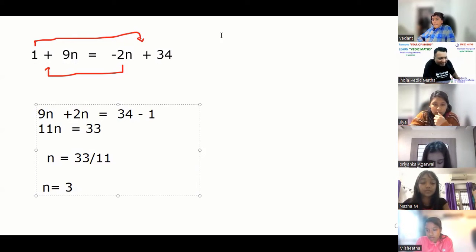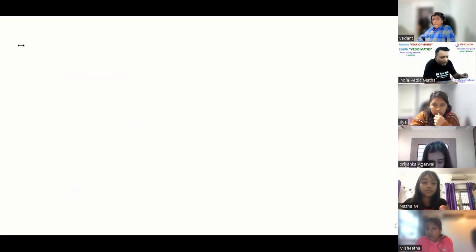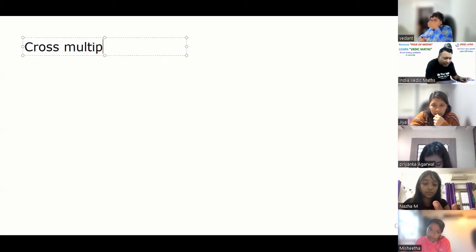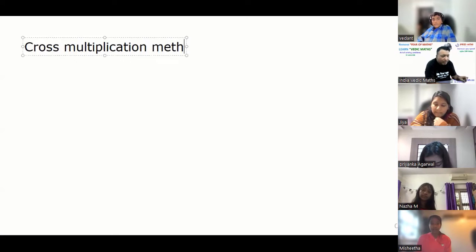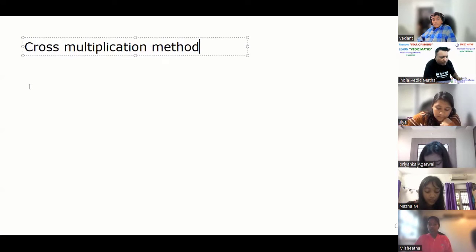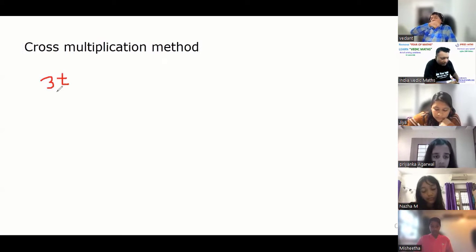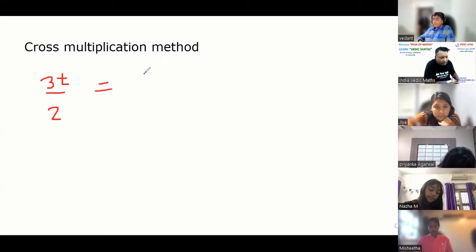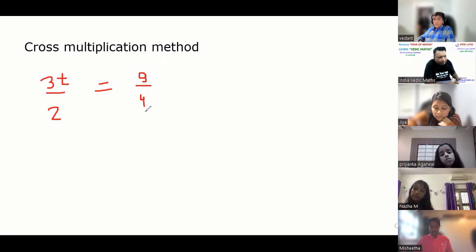Good. So let's start. Let's do a different type. Here we are going to use the cross multiplication method. It's the same thing, different name. Cross multiplication. If both sides we have a variable, let's see. The question is 3t by 2 equal to 9 over 4. Now here both sides everything is there, right?